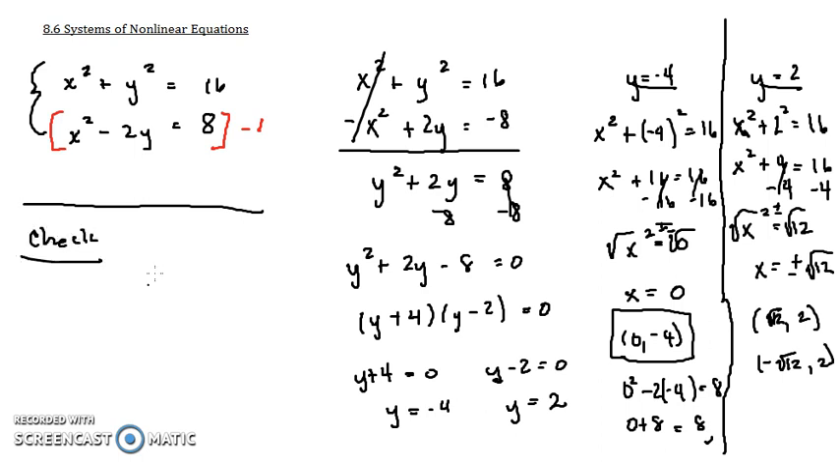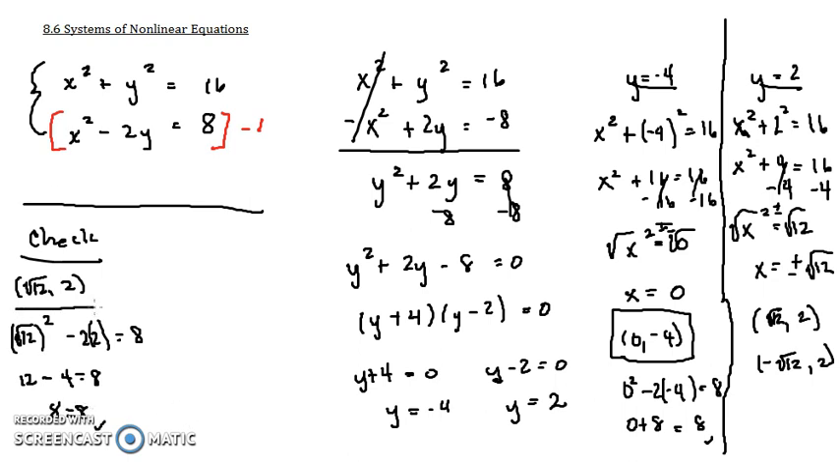Okay, so we need to check square root of 12, 2 in the second equation. We use the first equation to solve, we use the second equation to check. So when I plug that in, I'm going to get the square root of 12 squared minus 2 times 2, and I need that to be equal to 8. So the square root of 12 squared, those are going to cancel out. We get 12 minus 4 is equal to 8. So it looked a little difficult to start, but it actually came down to something pretty simple. And we see that it does check, and we are going to keep that solution.